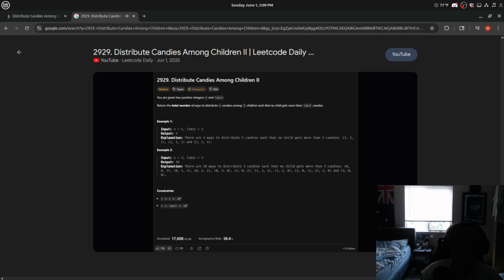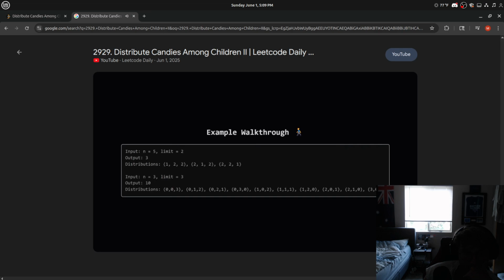If they get 1, 2, 2, that's a different way if we're considering which child gets which amount. The constraints tell us that n and limit can be pretty big, up to 1 million. Let's look at an example. Say we have n equals 5 candies, and the limit is 2 candies per child. How could we figure this out?